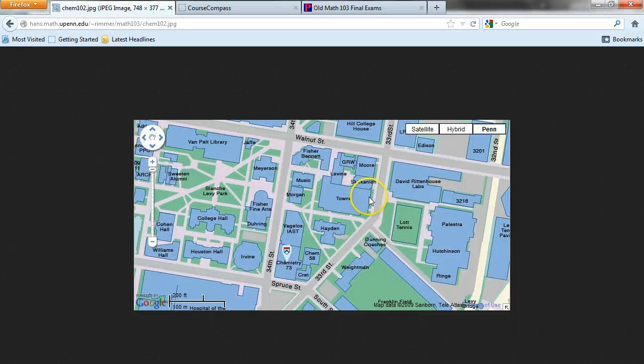We have DRL. Here's the Kim building, cross street from Irvine, corner of 34th and Spruce. Don't get there right at 9. You want to get there early.